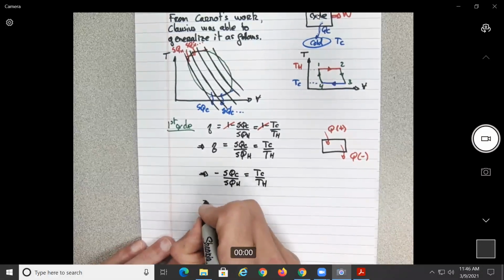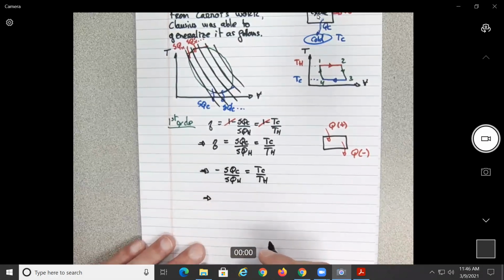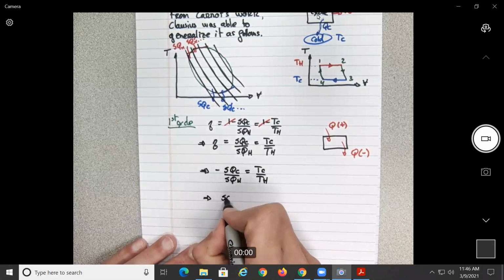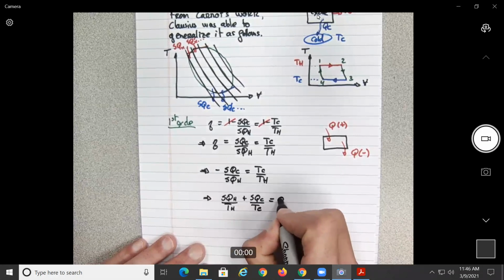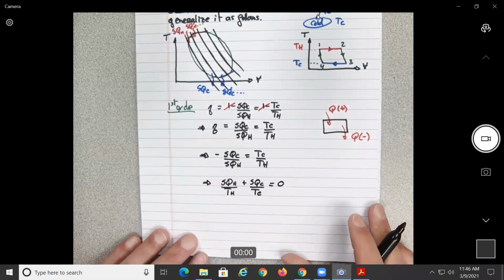Or, and this is what is really smart that he did, you could write this as delta Q sub hot over Th plus delta Q sub cold over Tc would be equal to 0.